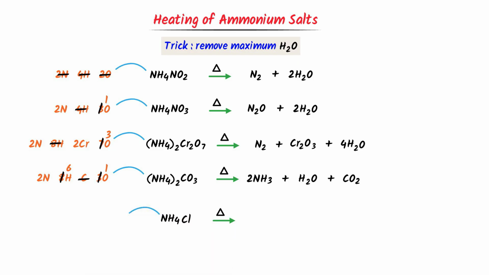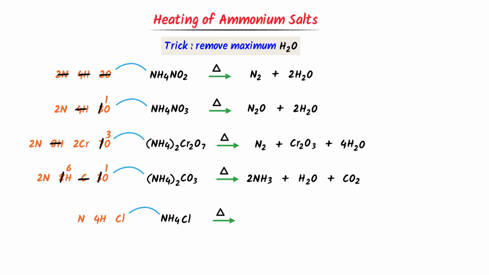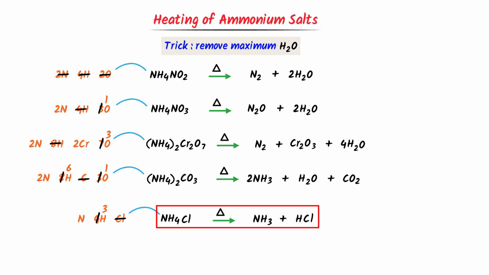While in case of ammonium chloride, there are 1 nitrogen, 4 hydrogen and 1 chlorine atom. There is no oxygen atom, hence no water molecule is produced. Here, 1 hydrogen atom and chlorine atom combine together to form HCl. The remaining nitrogen atom and 3 hydrogen atoms combine together to form NH3. Thus the products of heating ammonium chloride are ammonia and HCl.